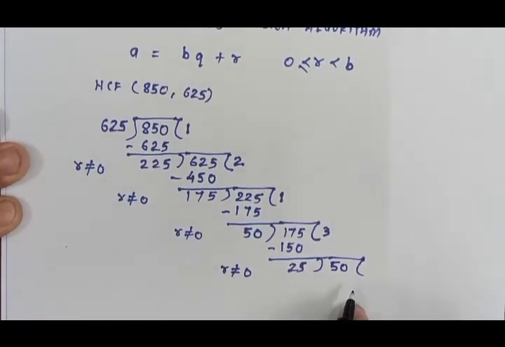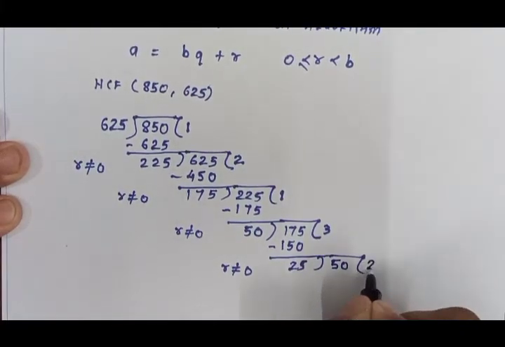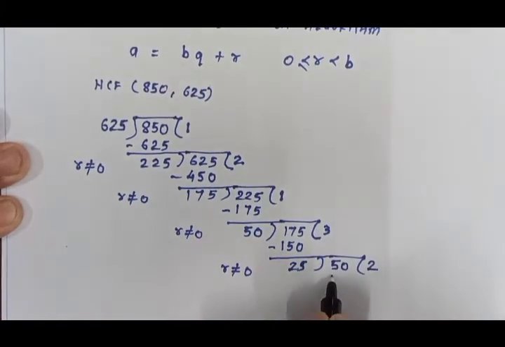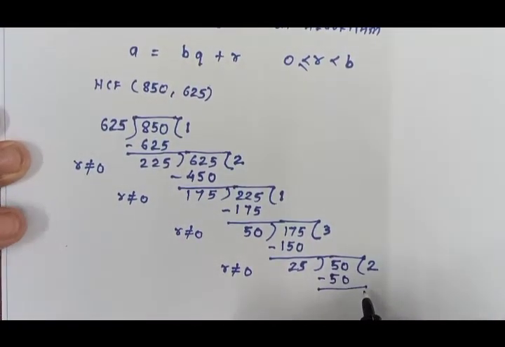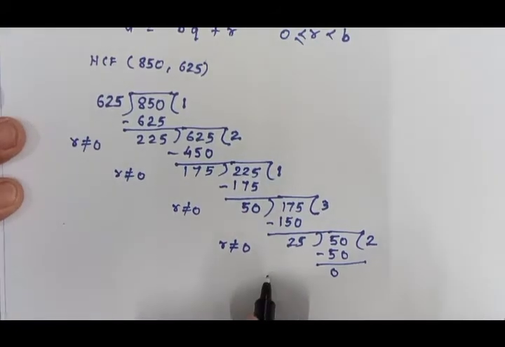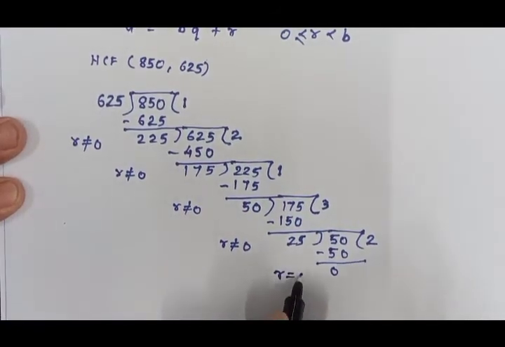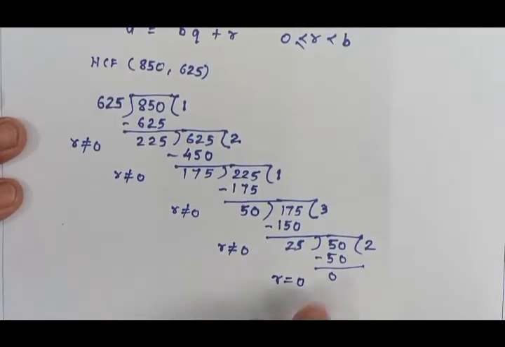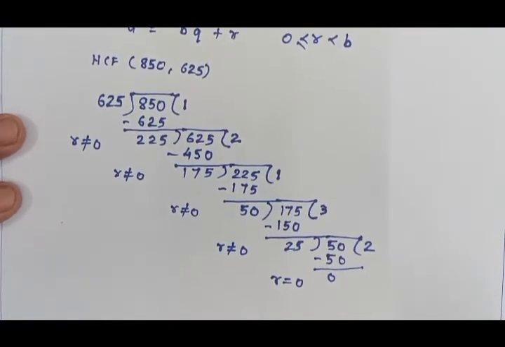Okay, and we know 25 twos are 50. So here it will become 50, and on subtraction what will we get here? We will get 0. Okay, 0 means r is 0. r is 0. We have to stop the division now because nothing is left.